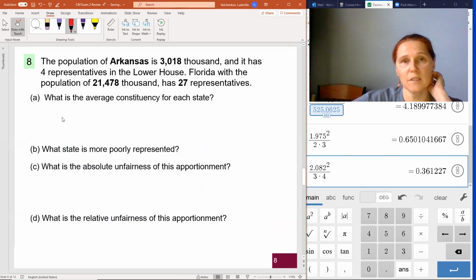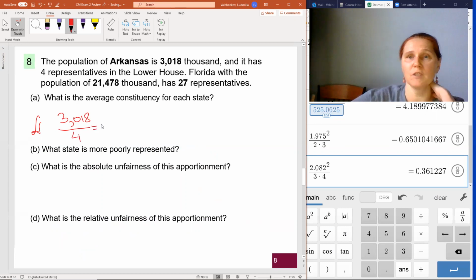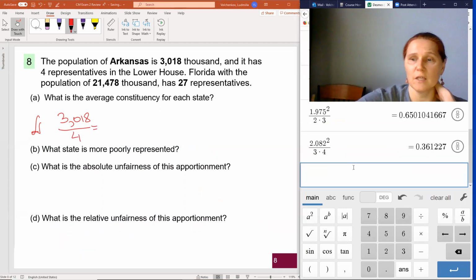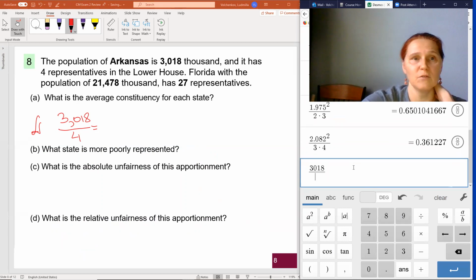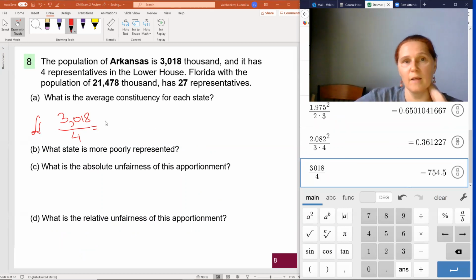The next problem is about average constituencies of two states. We will compare them to find the state which is more poorly represented. We consider here Arkansas and Florida. So Arkansas has the population 3,018,000 and 4 representatives. So the average constituency of Arkansas is 3,018 divided by 4, 754.5.